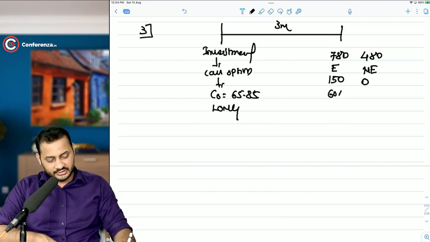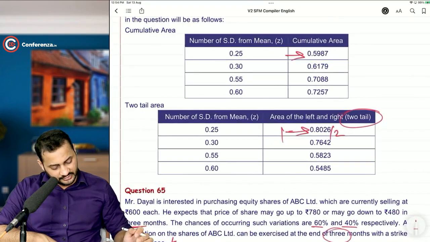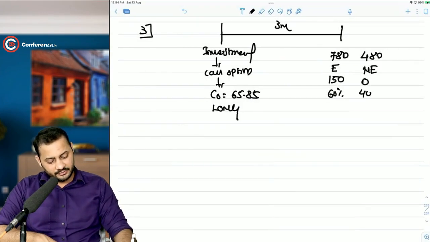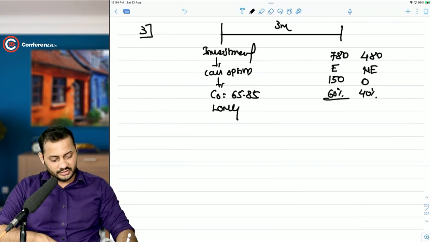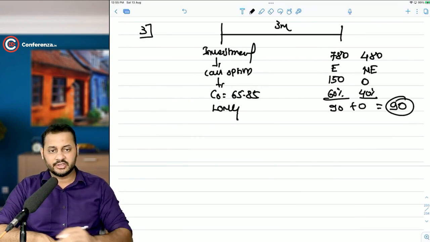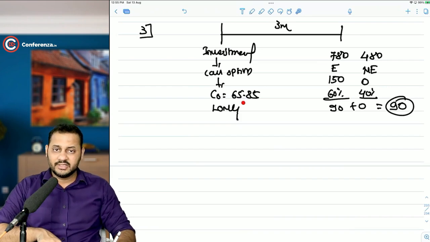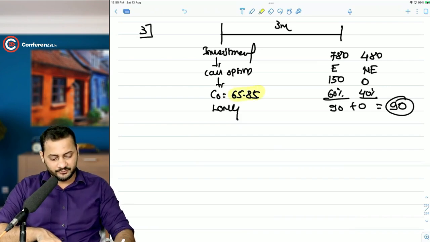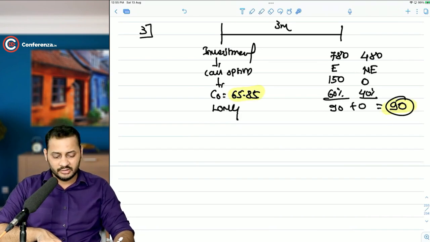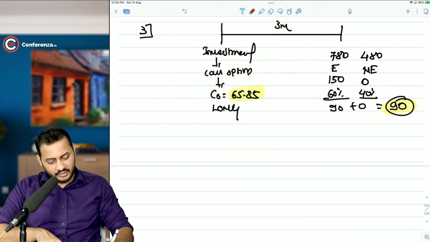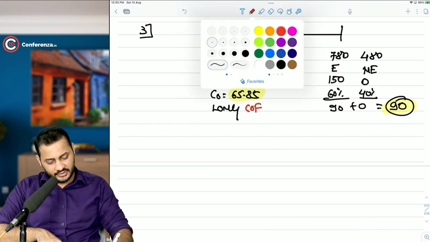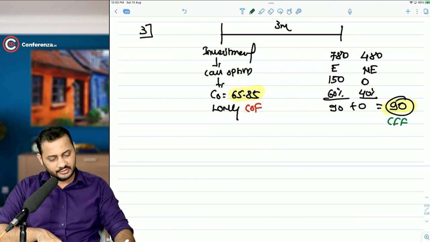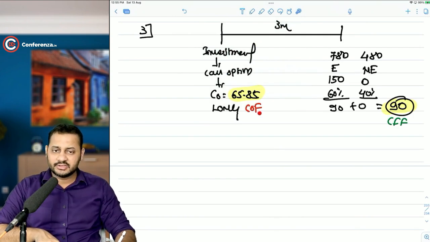There is a 60% chance for 150, I think so. Let me just cross check. And there is a 40% chance for 0 rupees, resulting in 90 plus 0. That is, the net payoff is 90 on this date. So what is happening? You are paying 65.85 rupees today and you are getting only 90 rupees after 3 months. Can we calculate the return? This is our cash outflow and this will be our cash inflow, isn't it?